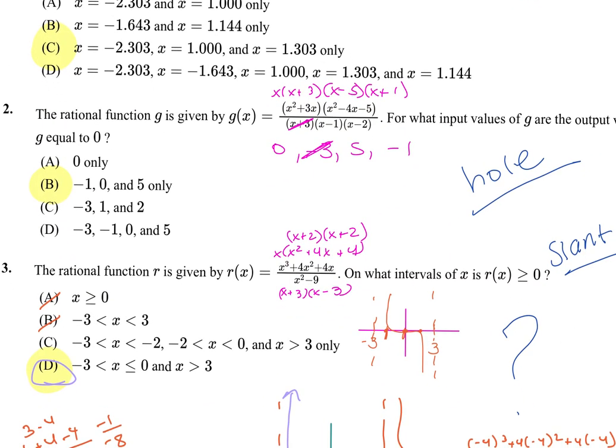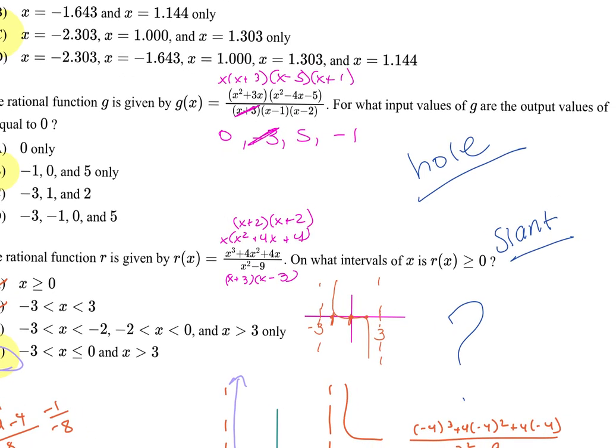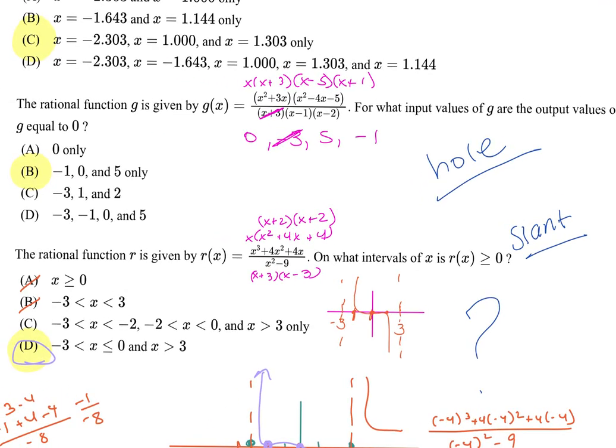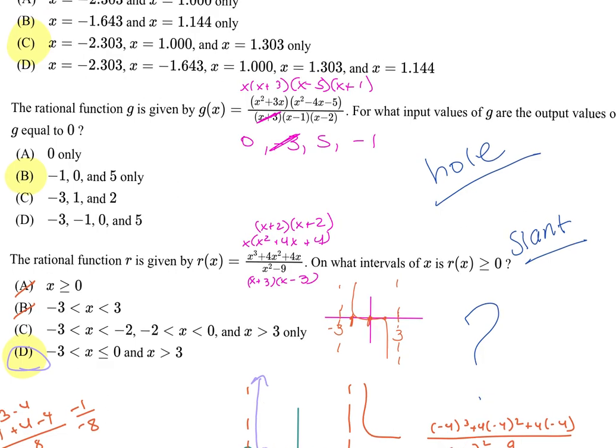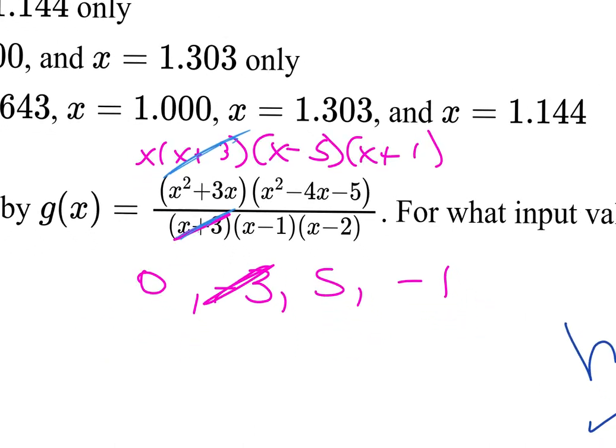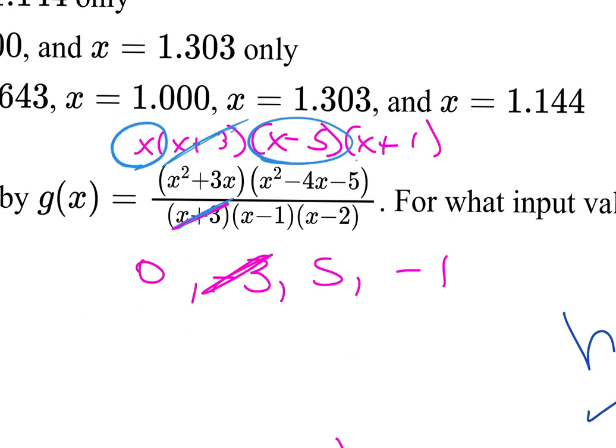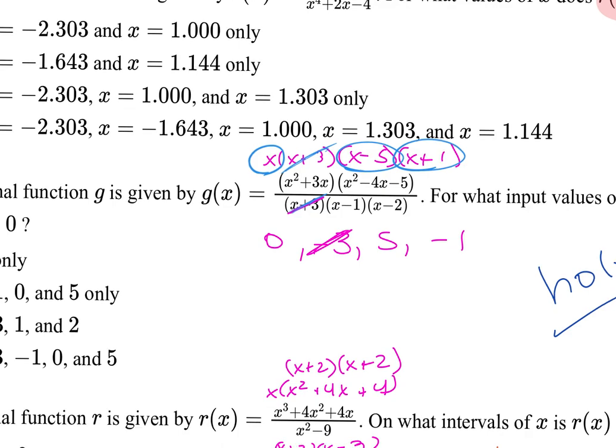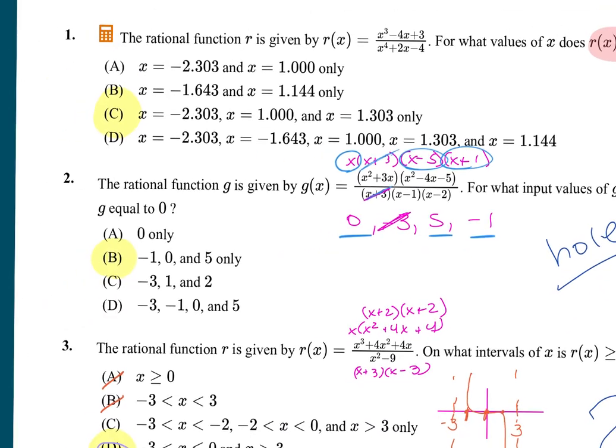Number 2, it said the rational function g is given by, and then it gives you the whole thing, for what input values of g are the output values of g equal to 0. So this is where, again, we always check for a hole. You assume any rational function, the very first thing you do is check for a hole. And there is, if I actually factor out the numerator, I would have gotten x times x plus 3, and then x minus 5 times x plus 1. And the x plus 3 cancels out. So now you're left with x equals 0, x minus 5 equals 0, and x plus 1 equals 0, which is 0, 5, and negative 1, which was B.